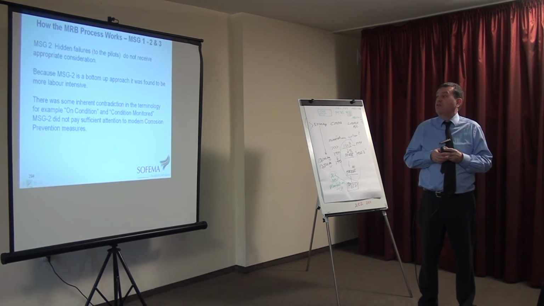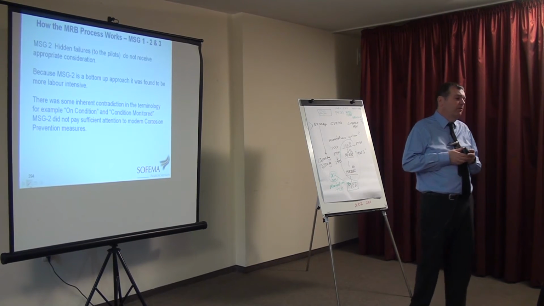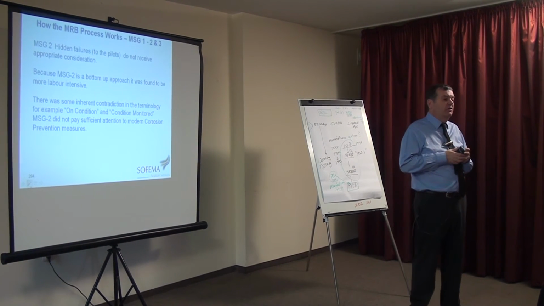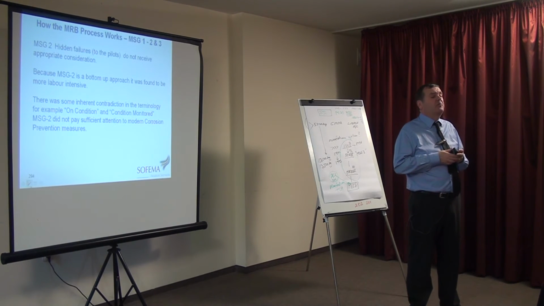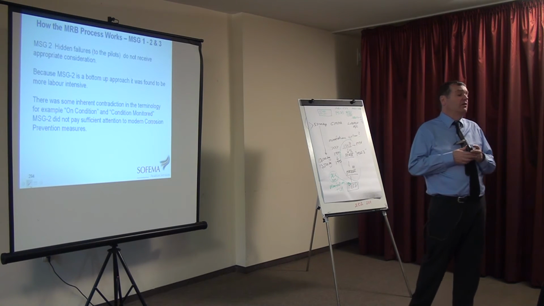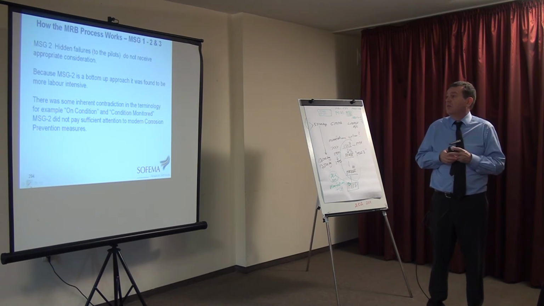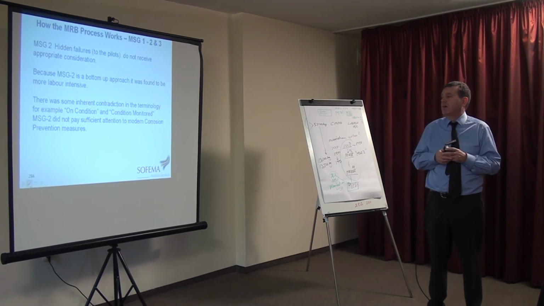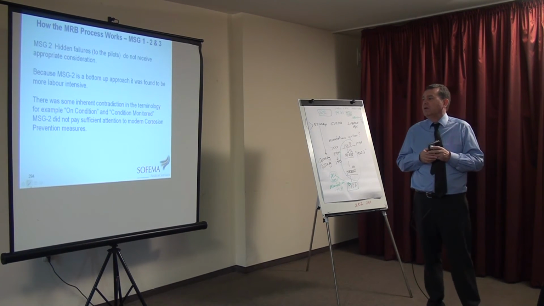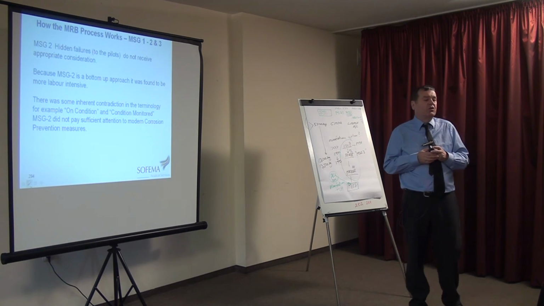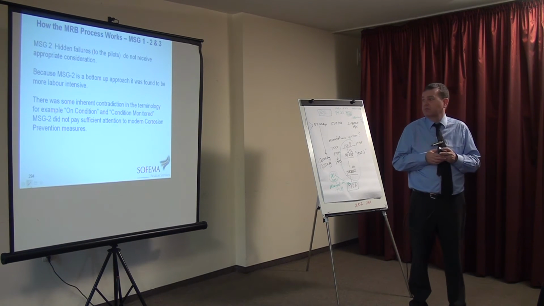Because MSG2 is a bottom-up approach, it was found to be more labour intensive. In fact, the difference between MSG2 and MSG3 is a factor of about 20 to 25% more expensive for MSG2 than MSG3. So a considerable cost saving by moving from one to the other. There was some inherent contradiction in the terminology. For example, on condition and condition monitored. MSG2 did not pay sufficient attention to modern corrosion prevention methods or measures.